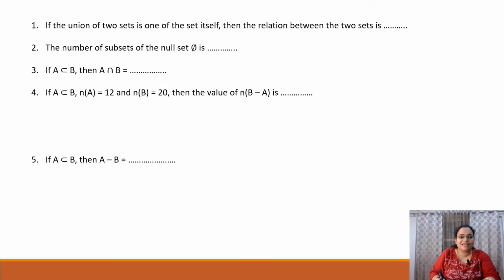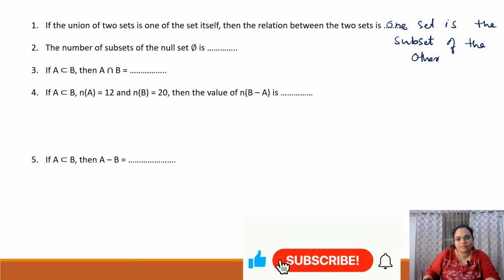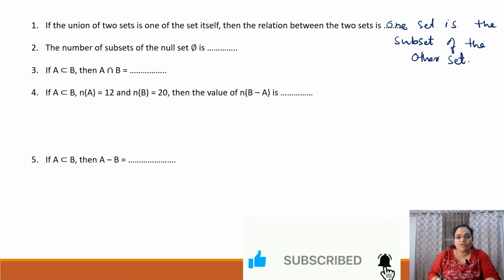So the first one is, if the union of two sets is one of the sets itself, then the relation between the two sets is that one set is the subset of the other set, right? The number of subsets of a null set is, so how many subsets does a null set have? Is 1. Yes.